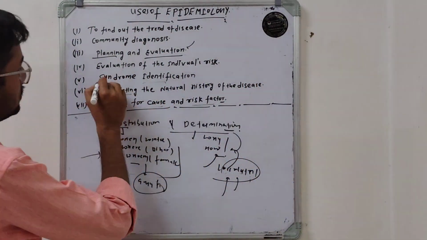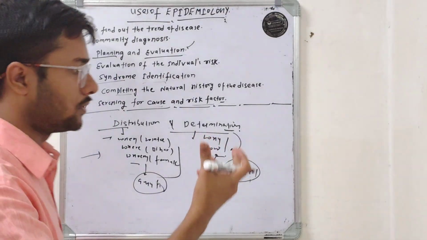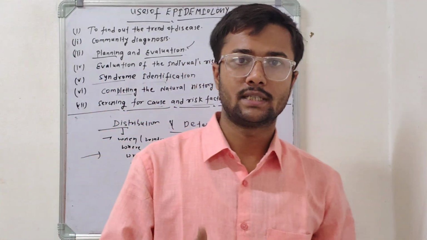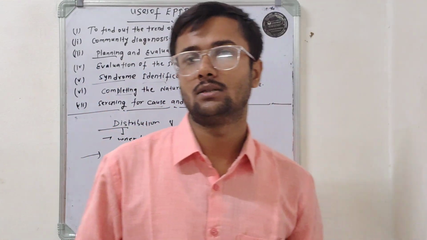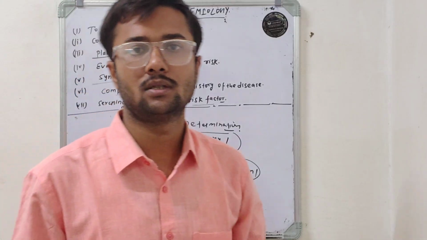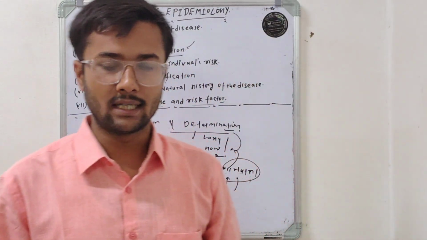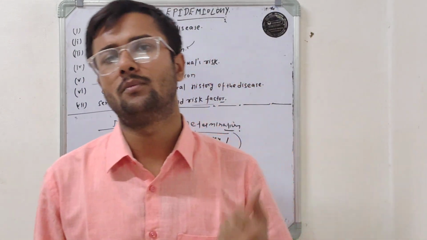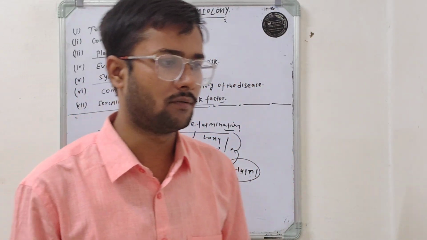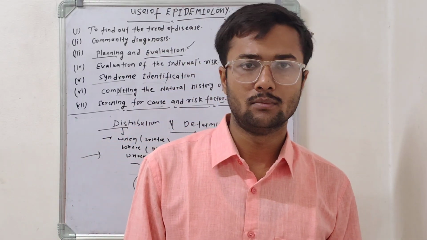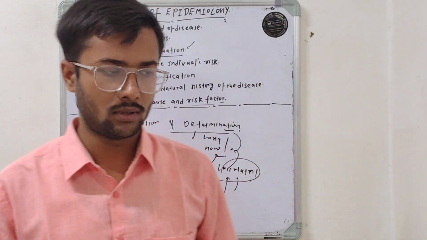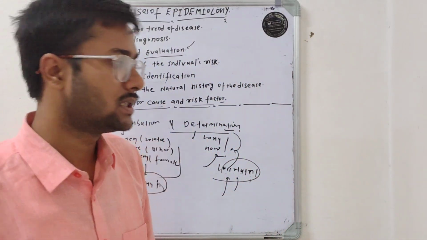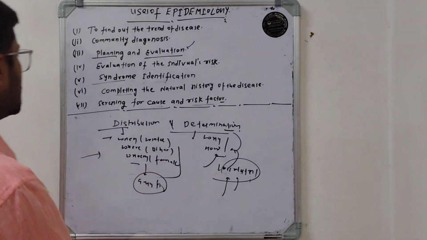The fourth use is syndrome identification. In a population, we ask for the history of symptoms of a disease. With the collection of signs and symptoms, we try to find which disease the population is affected by. For example, if most of the people in a population have symptoms of Kaposi sarcoma, pneumocystis, and an immunodeficient condition, it points towards HIV syndrome. Okay, so these are the four things.